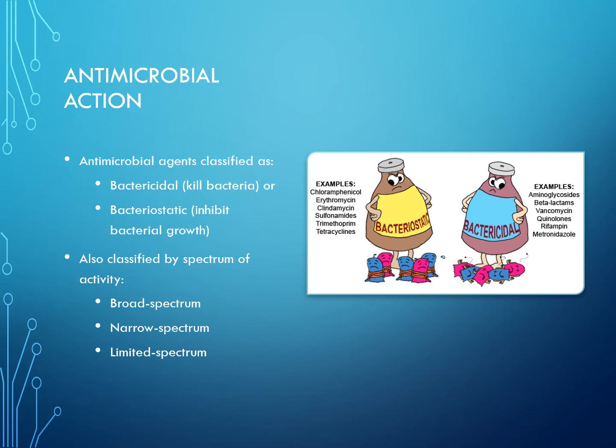So antimicrobial agents are going to be classified, like I mentioned already, as bactericidal, which means they kill bacteria, or bacteriostatic, they inhibit the bacterial growth. Also, we can classify these by the spectrum of activity. So broad spectrum antibiotics are going to work on a wide range of gram-positive and gram-negative bacteria. They also have narrow spectrum. These are a smaller range of activity, so usually these are against either gram-negative or gram-positive bacteria. And then limited spectrum. Usually these are effective against just one species of microorganism.